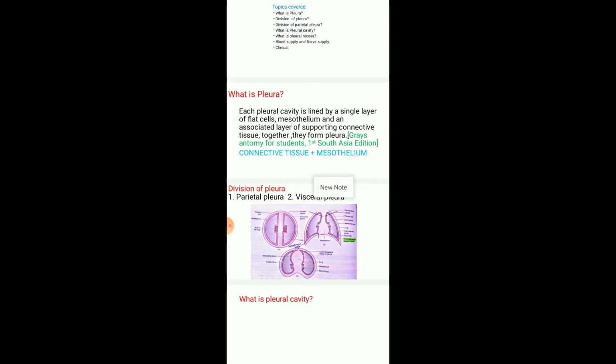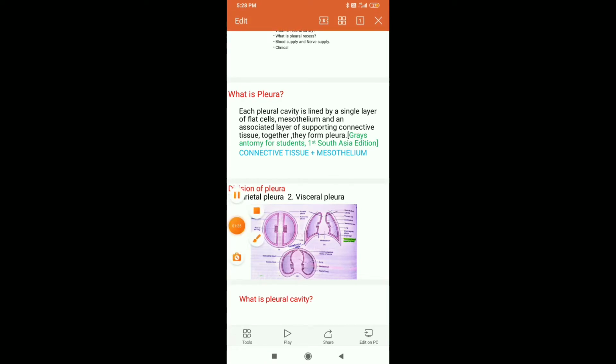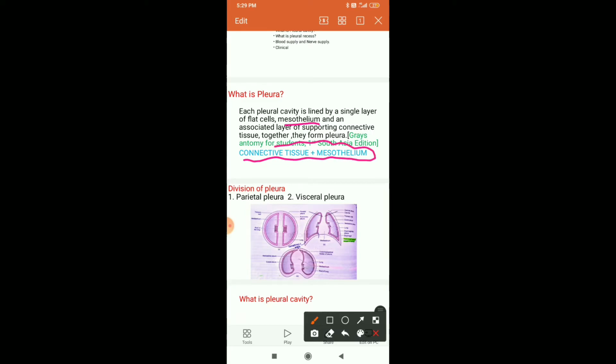So, according to the definition, each pleural cavity is lined by a single layer of flat cells, which is called mesothelium, and an associated layer of supporting connective tissue, and they together form pleura. So what we mean by pleura is that it consists of connective tissue and the associated mesothelium.